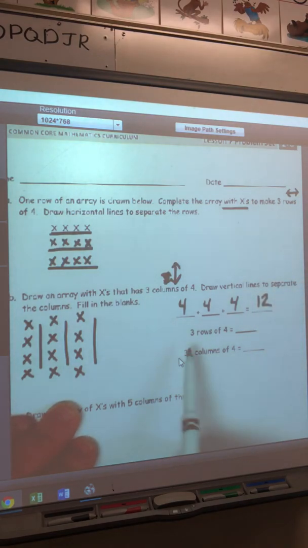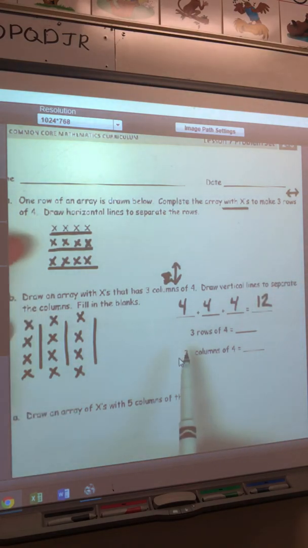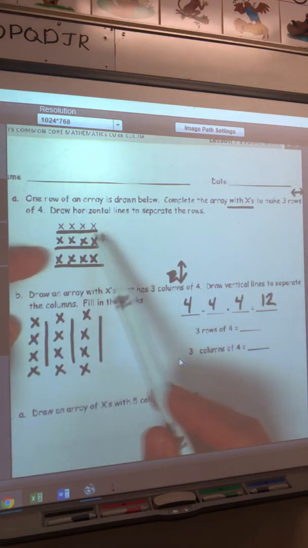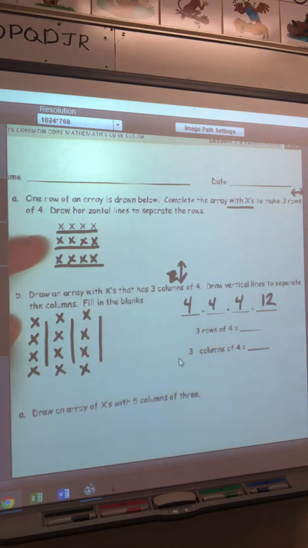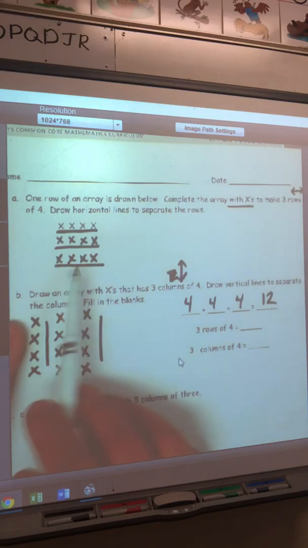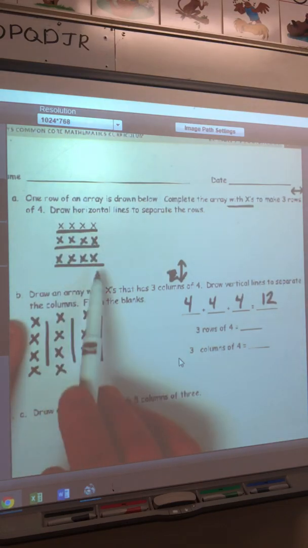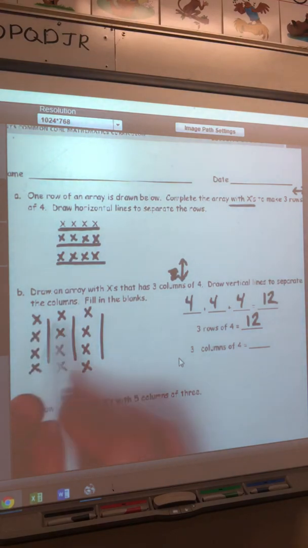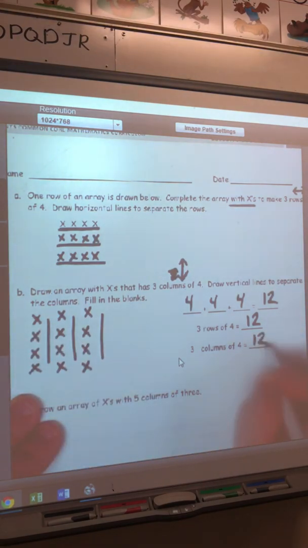Very good. So these 2 problems, A and B, are related, friends. Take a look at what's happened. I did 3 columns of 4, but up here I did 3 rows of 4. So these are related. There's the same in each, it's just rows, columns. So 3 rows of 4 equals what? Well, 3, 6, 9, 12. I'm counting by 3s. This is where pattern counting, skip counting really helps us, friends. And now 3 columns of 4. Well, that's the same, 12.